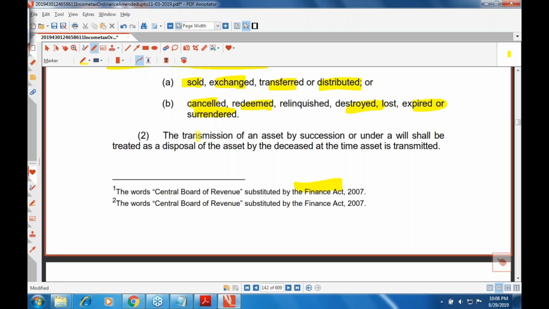Furthermore, it says that transmission of an asset by succession or under a will shall also be treated as disposal. What do you mean by transmission? What's the difference between transfer and transmission? Transfer means a living person is transferring. Transmission is when somebody dies and the assets are transferred from that person's estate to another. That is considered to be transmission.